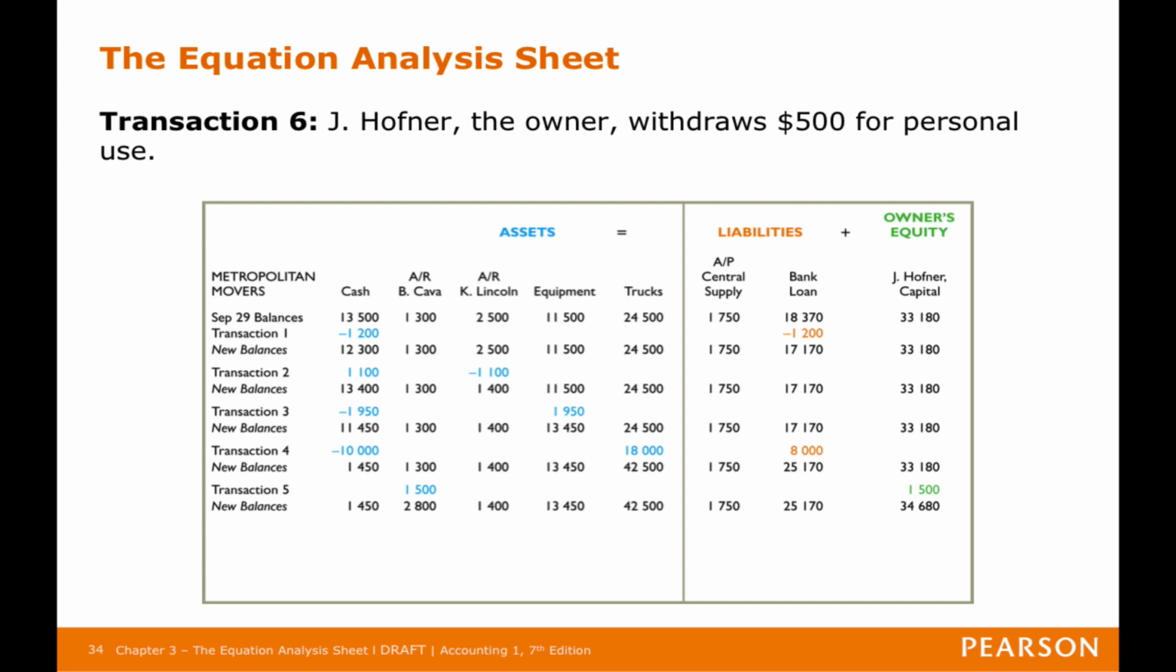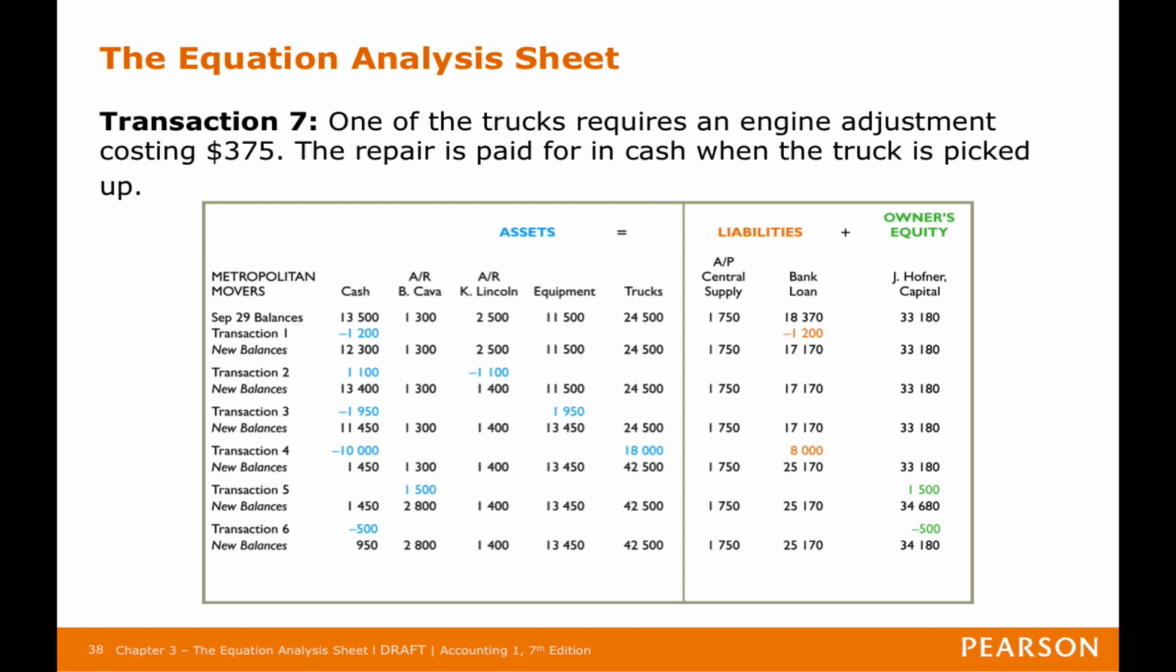Jay Hoffner, the owner of Metropolitan Movers, withdraws $500 for personal use. So Metropolitan Movers has $500 less cash available, so cash decreases by $500, and owner's equity is going to decrease here by $500 as well, because that $500 is no longer available in the business. So it reduces the value of the company. We calculate the new balances again and move on to the final transaction.